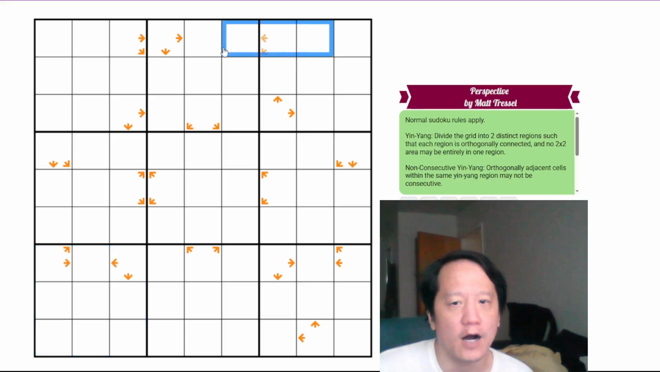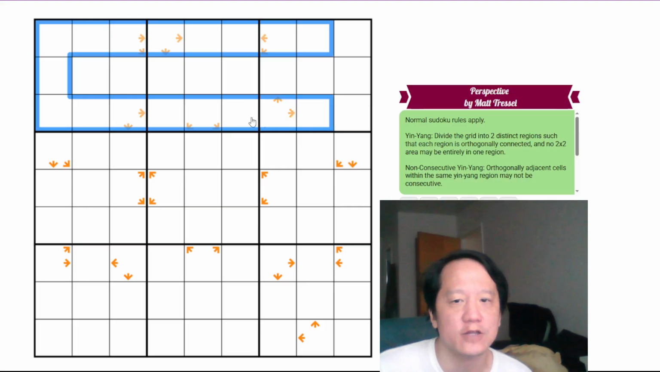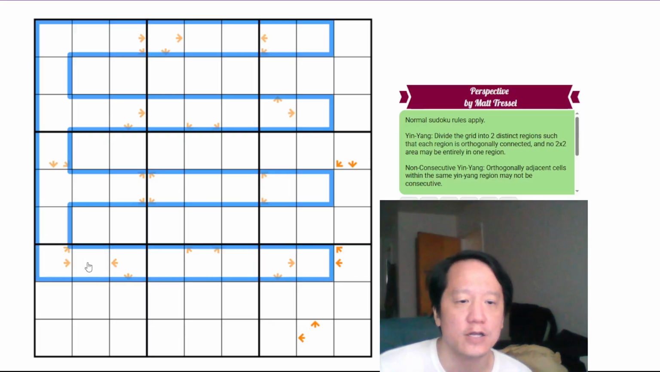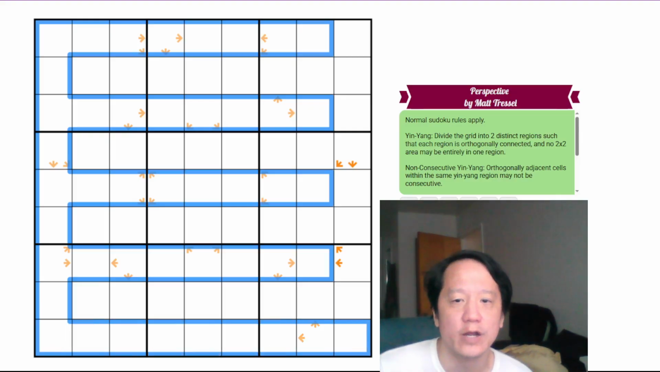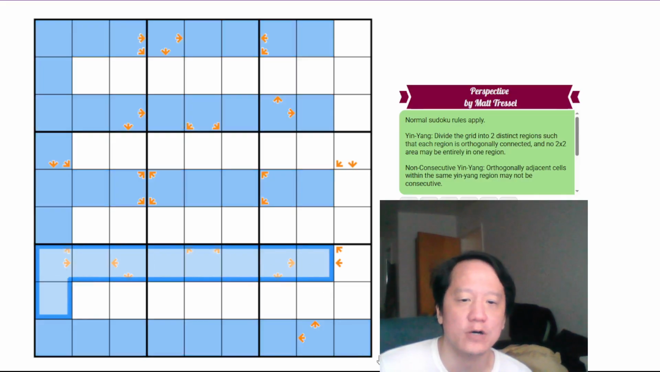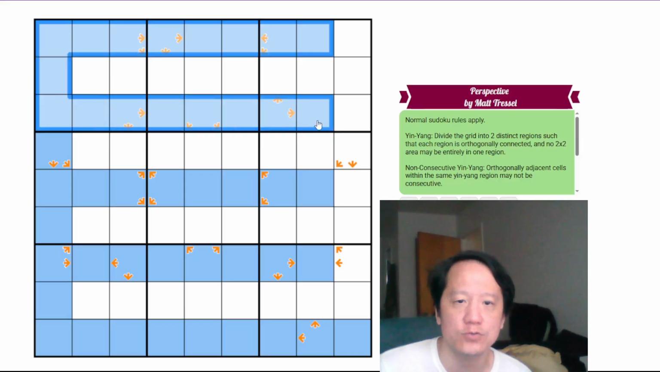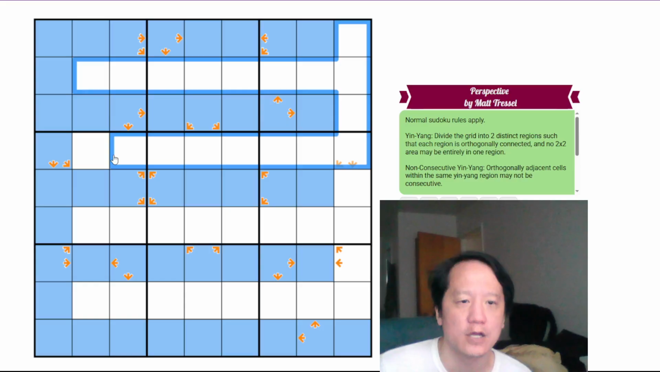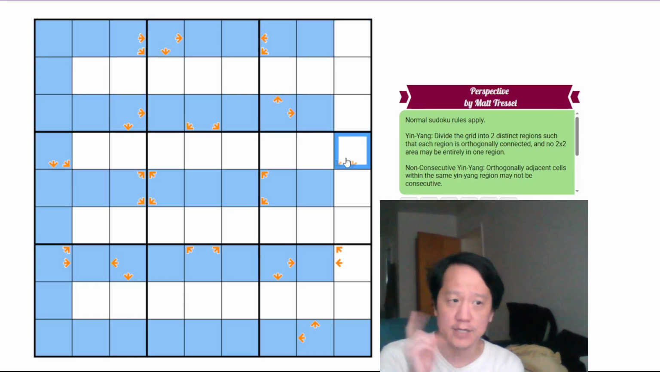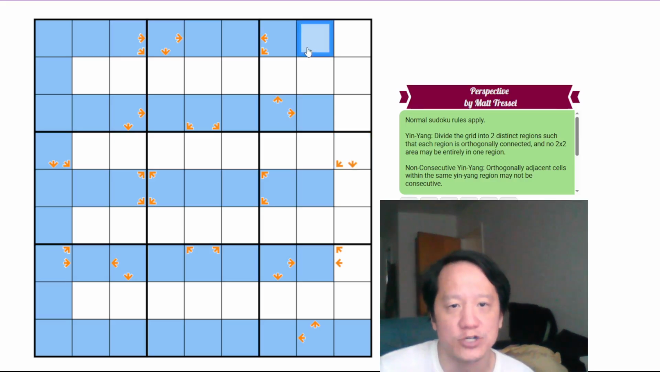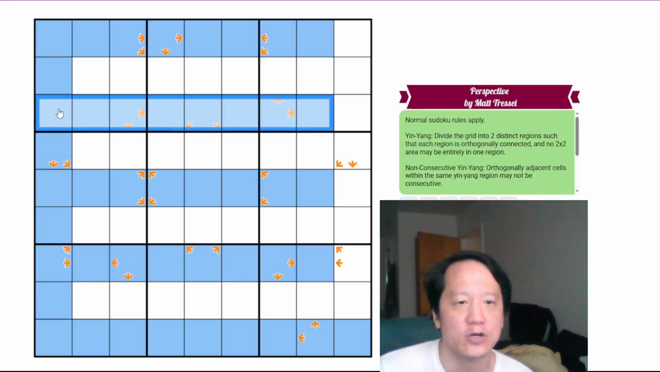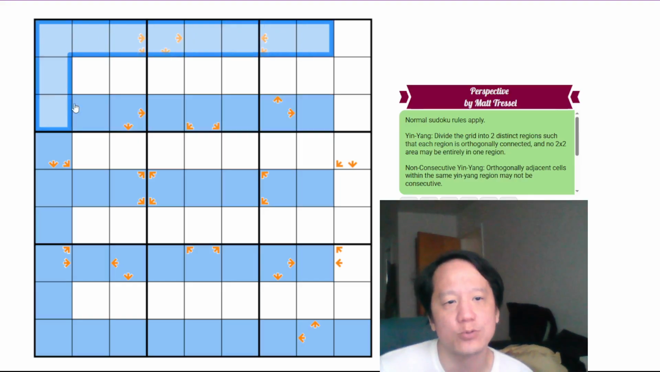We have yin-yang shading, where we need to divide the grid into two distinct regions such that each region is orthogonally connected and no 2x2 area may be entirely in one region. So this is an example of a valid yin-yang shading, because you have two regions, each of which is orthogonally connected. And what does it mean to be orthogonally connected? It means you can go from any cell in a region to any other cell in that same region just by going through edges, all while staying within the region.